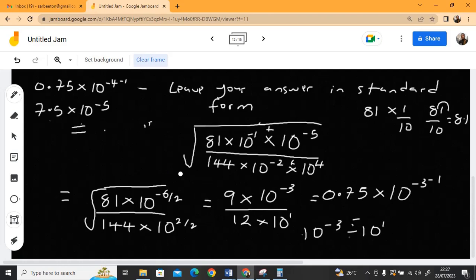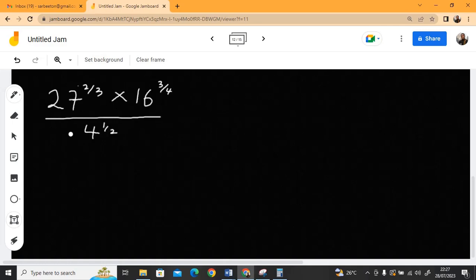Let's assume we are given something like this. Let's look at this. They give you something like this. You have 27 raised to the power 2 over 3, times 16 raised to the power 3 over 4, all over 4 raised to the power 1 over 2. I want you to try this on your own.